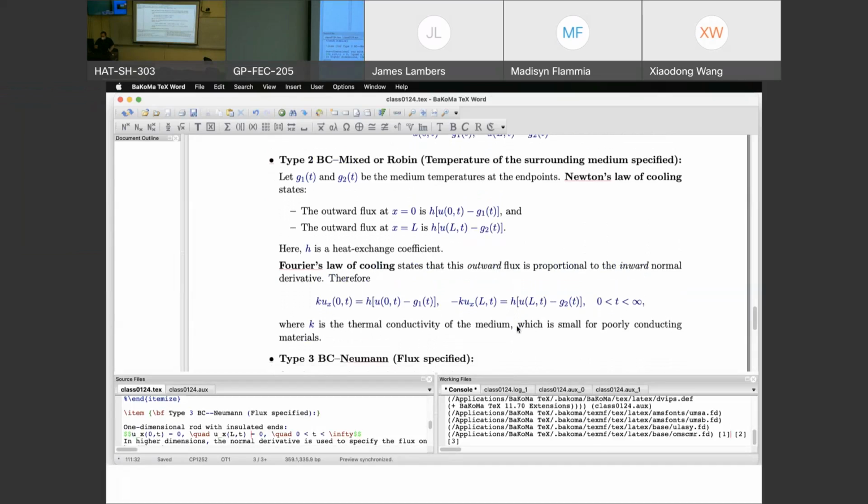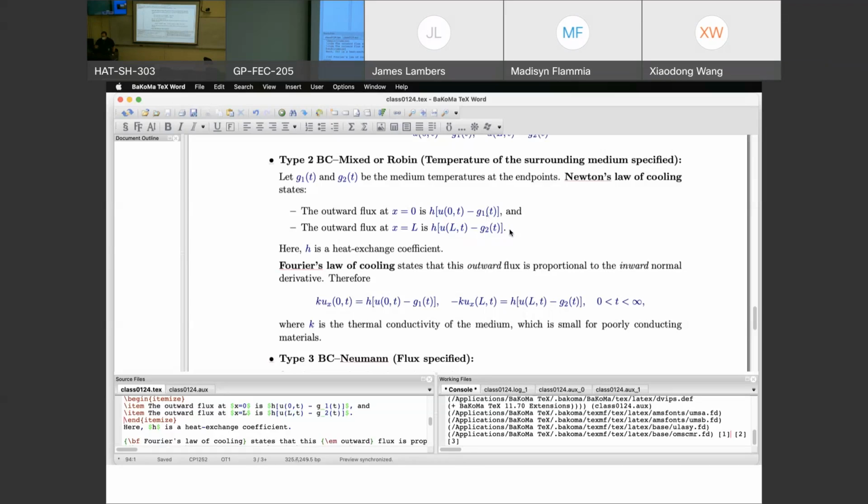So the flux, which is the flow rate of heat energy per unit of area, is given by this expression at x equals 0 and this expression at x equals L. This comes from Newton's law of cooling and specifies what the outward flux is, so heat energy leaving the rod.